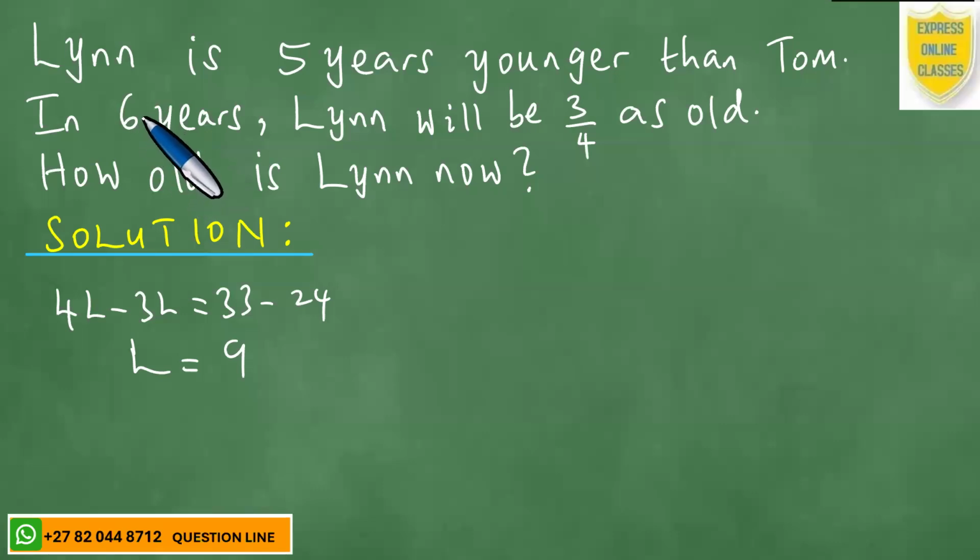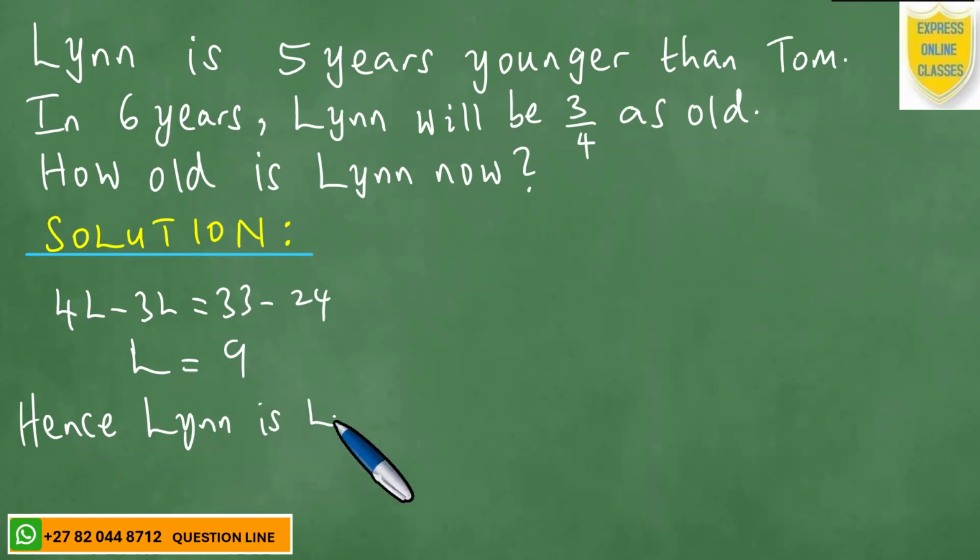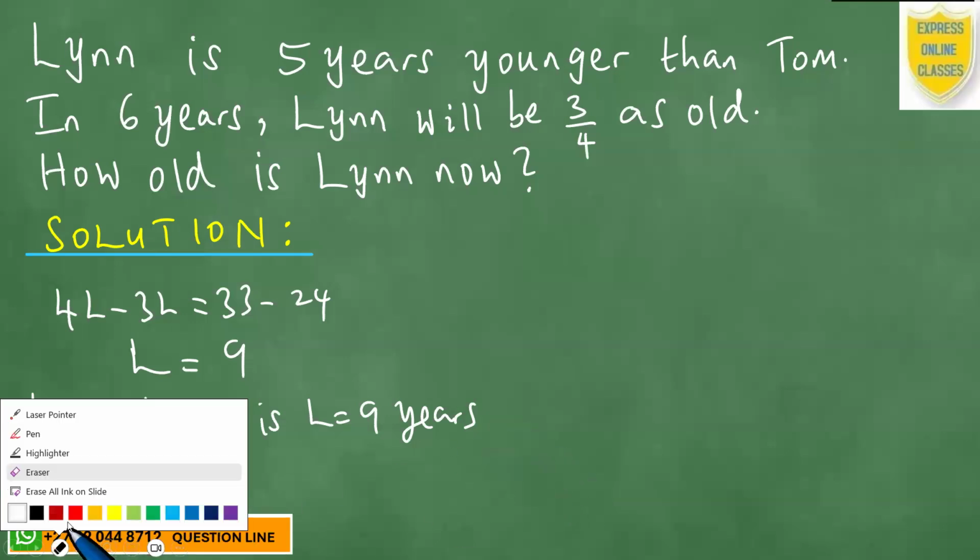So, how old is Lynn now? Lynn's age is exactly 9. Hence, L equals 9 years old. So Lynn is 9 years old.